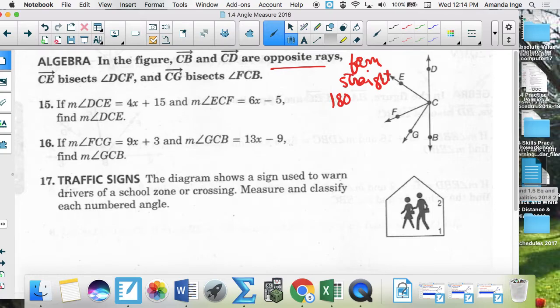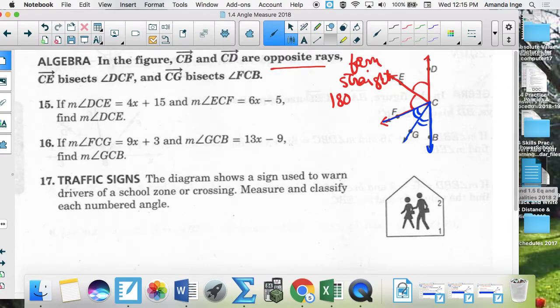Then it tells you that CE bisects DCF. That means that this angle is equal to that angle. And it tells you that CG bisects FCB. That means this angle is equal to that angle.